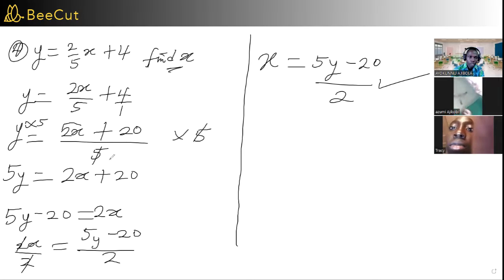Then how many 1 is in 5, Tracy? 5. 5 times 4 gives you what? 20. Now, you understand where I got this from now? Yes, sir. Now, I want to remove the 5 at the bottom, so I have to multiply both sides by 5. Times 5 on the right, times 5 on the left. 5 cancels out 5 here on the right. Then this, what is y times 5?